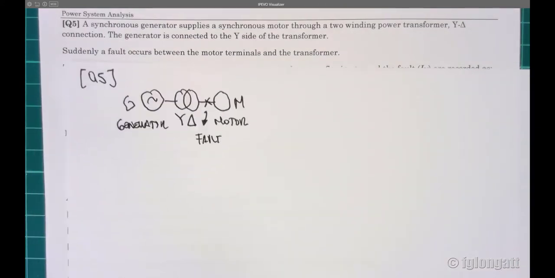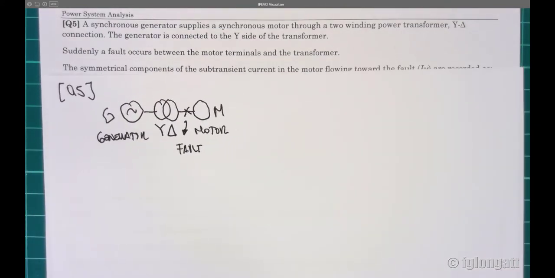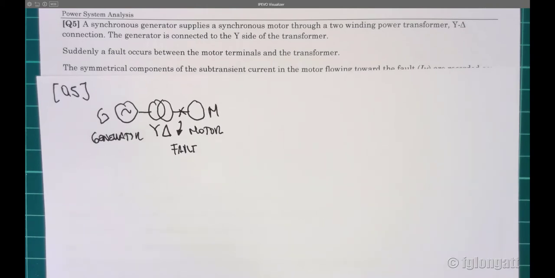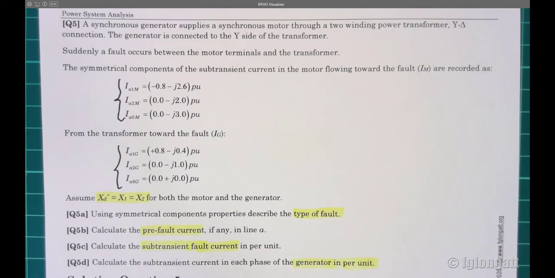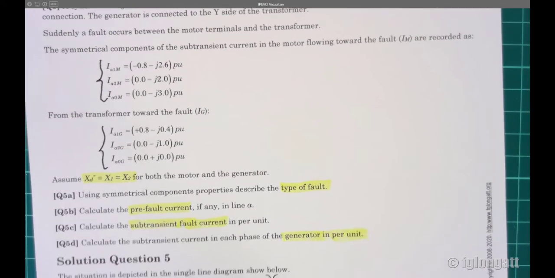What we have here is a generator and a motor. There is a fault over there, a short circuit. We don't know what kind of short circuit, but we need to investigate that. Well, let's start with the solution.